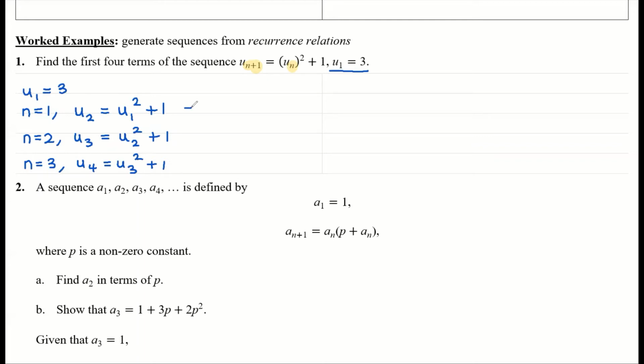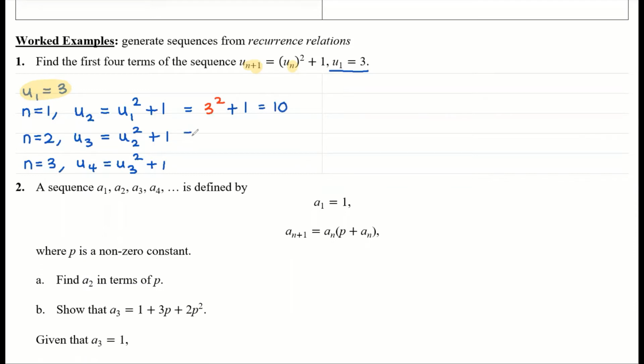All right, so let's look at U2. Well, we have to take the previous term, U1, which was 3. So we're going to sub that into the next term, aren't we? So that's going to give us the following. That's going to be 3 squared, and then we're going to add 1 to that. So that's just going to be 10. Okay, and we've got our second term.